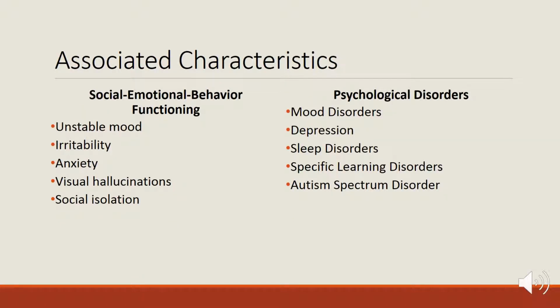Social, emotional, and behavior functioning characteristics associated with seizure disorders include unstable mood, irritability, anxiety, visual hallucinations, and social isolation. Psychological disorders that are associated and comorbid include mood disorders, depression, sleep disorders, specific learning disorders, and autism spectrum disorder.